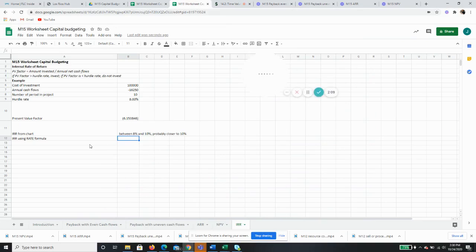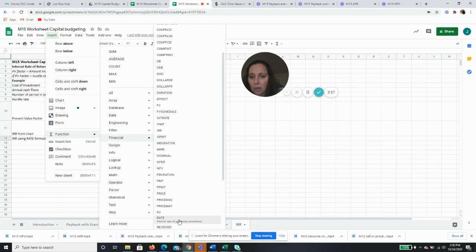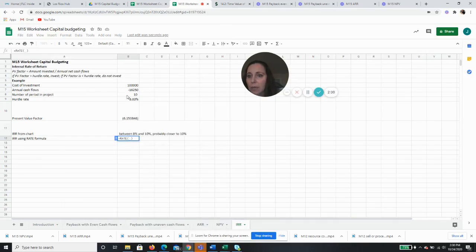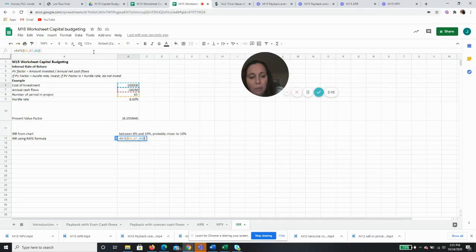If we want to do it using the rate formula, and again I'm in Google Sheets, but you guys learned how to use the rate formula when we did time value of money. You can do this in Excel too, but I'm going to do it here. The rate formula is a financial formula, and it's rate right here. It's going to be the number of periods, the cash flows, and the investment. Oh, it doesn't like that extra parenthesis I put in.